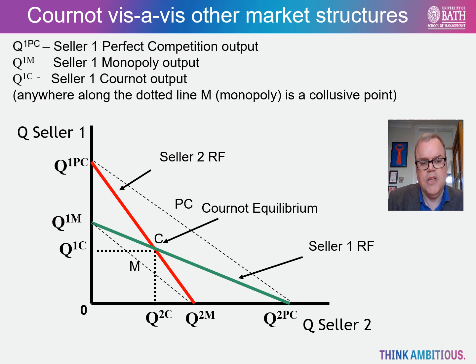Of course, you only earn normal profits under perfect competition, so in reality, neither firm will choose this course of action. However, you can see that output under Cournot is greater than under monopoly, but less than under perfect competition.